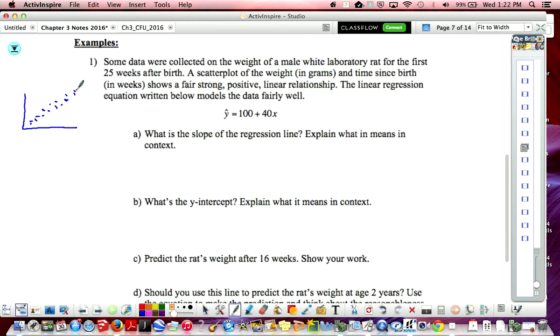What are we actually comparing here? It said data was collected on the weight, and then it said for the first 25 weeks. So what variable is going to go on the x of these two? Is it going to be weight or time? The time, or the number of weeks, really the number of weeks after birth. What's going to go on the y-axis? Their weight.